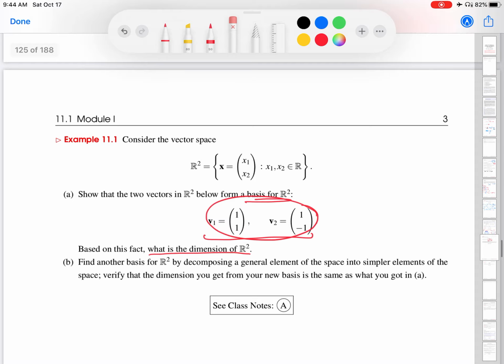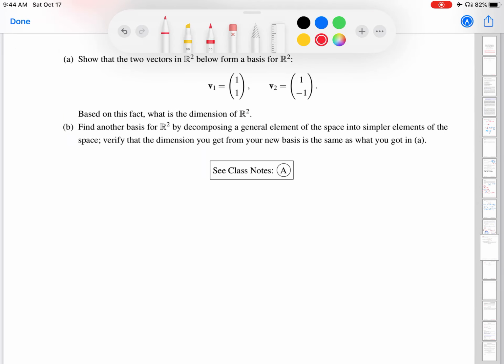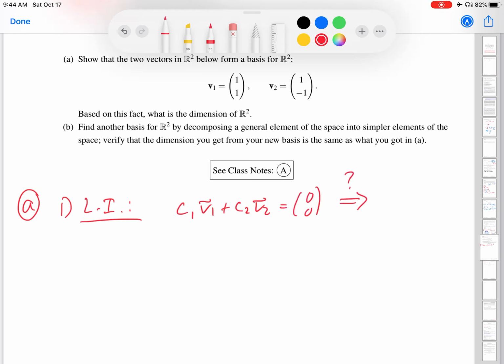All right, so let's go down here and go back to these two vectors and show that they are a basis. So this is part A. First thing I'm going to do is the linear independence. So I want to set up c1v1 plus c2v2, set it equal to the zero vector, and I want to figure out, does this imply that all the c's are 0? So let me, on the left-hand side, start putting in what I know about the vectors. Okay, and I am going to try here to solve for c1 and c2.